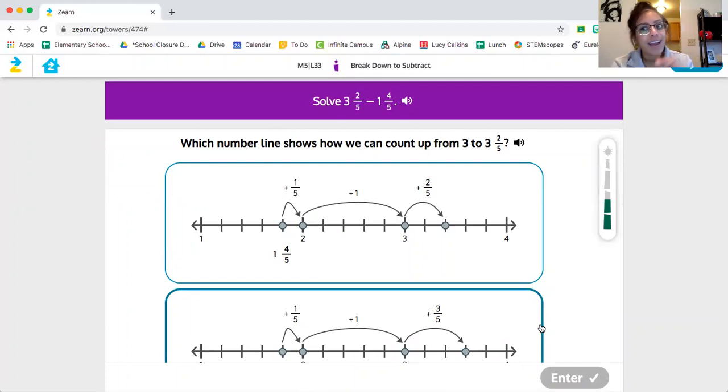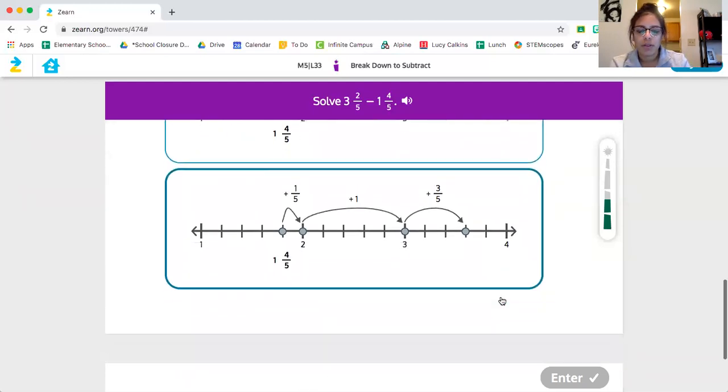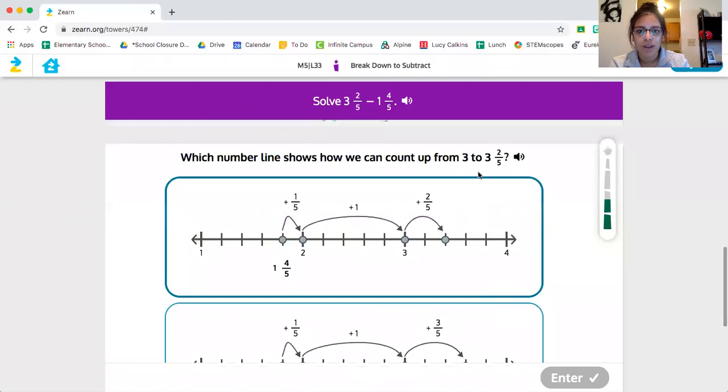I am not jumping 2/5 because, well, hold on, let me rephrase that. I am not jumping 2/5 just because that's what it says there. I'm jumping to get to 2/5. Okay? So if we look at these two different options, well, I'm trying to get from 3 to 3 2/5. So this would be 3 1/5, 3 2/5.